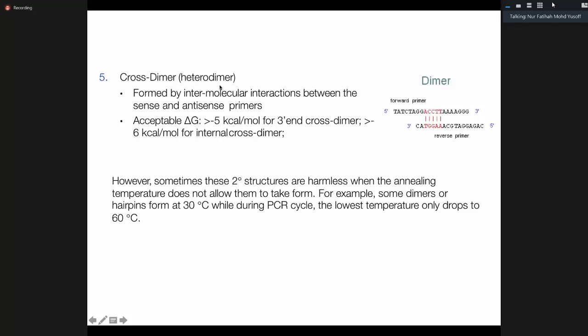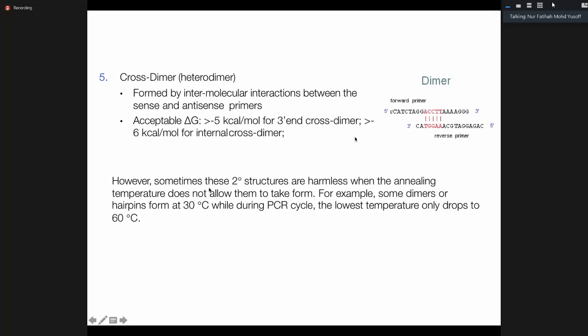Okay, cross dimer, so this is called a heterodimer. This is when the dimer forms between different forward and reverse primers, so as you can see here, forward and reverse. Acceptable delta G is more than -5 for 3' end cross dimer and -6 for internal cross dimer. Similarly, you can see whether this is internal or end cross dimer. Is this internal or end cross dimer? I'm asking you. Internal? Yes, this is internal.